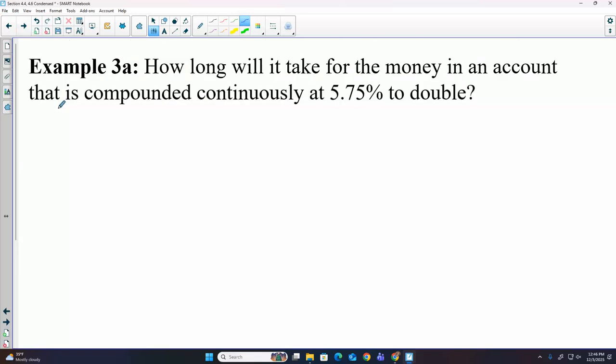The other situations that we see this, interest is one. So at the beginning, I did put the 2 interest formulas, the continuous and the regular compounding interest. We can still use those. We've actually done some of these already. So how long will it take for the money in an account that's compounded continuously at 5.75% to double? If I say continuously, which formula are you using?